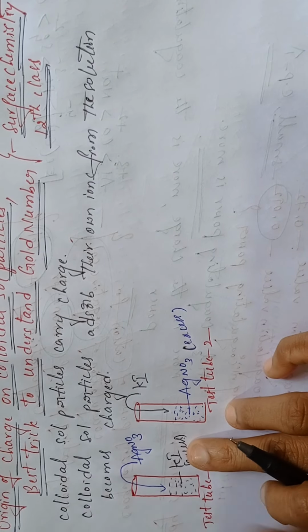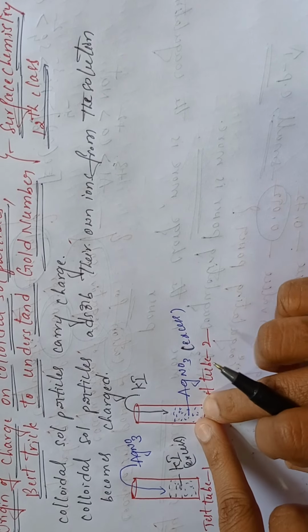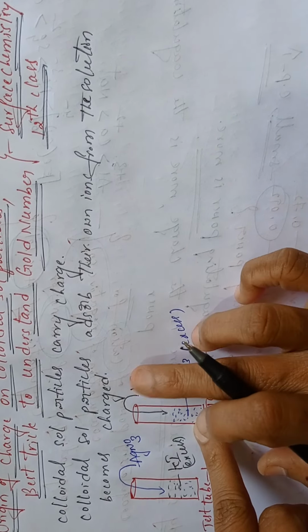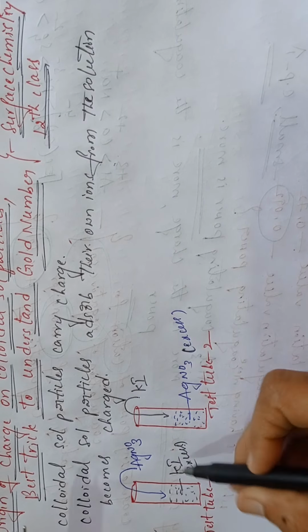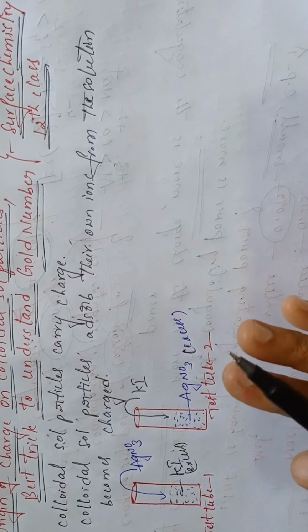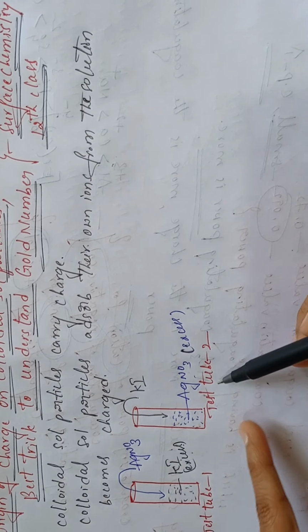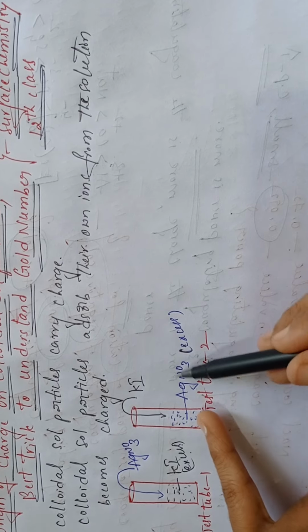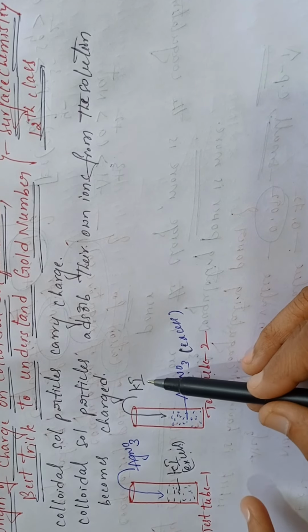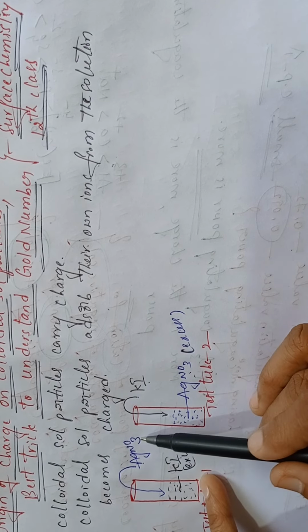So in the first test tube I am taking KI and silver nitrate is added to the KI. In the second test tube I am taking silver nitrate and KI is added. Both compounds are the same, but in the first test tube KI is in excess, and in the second test tube silver nitrate is in excess when compared to KI.